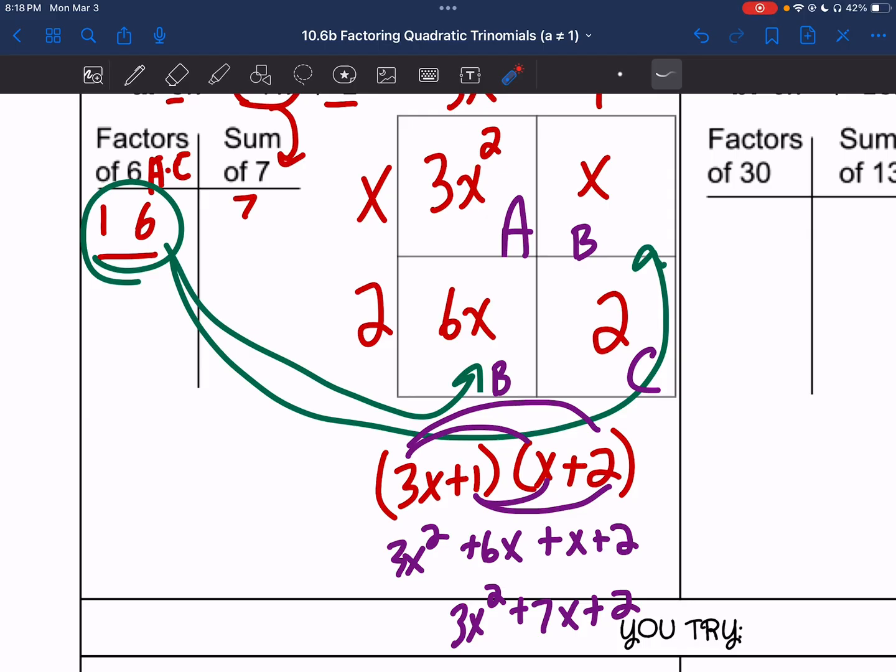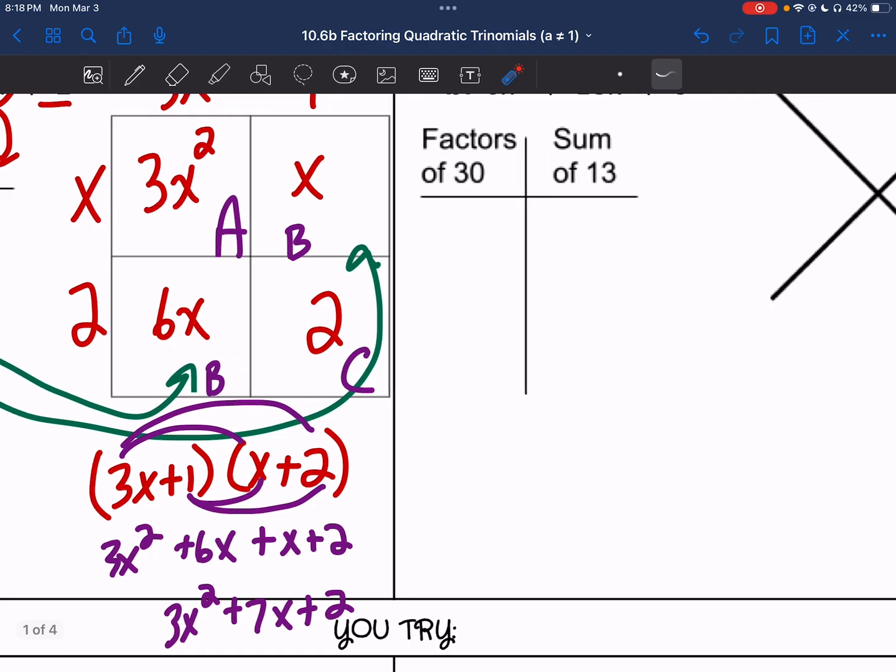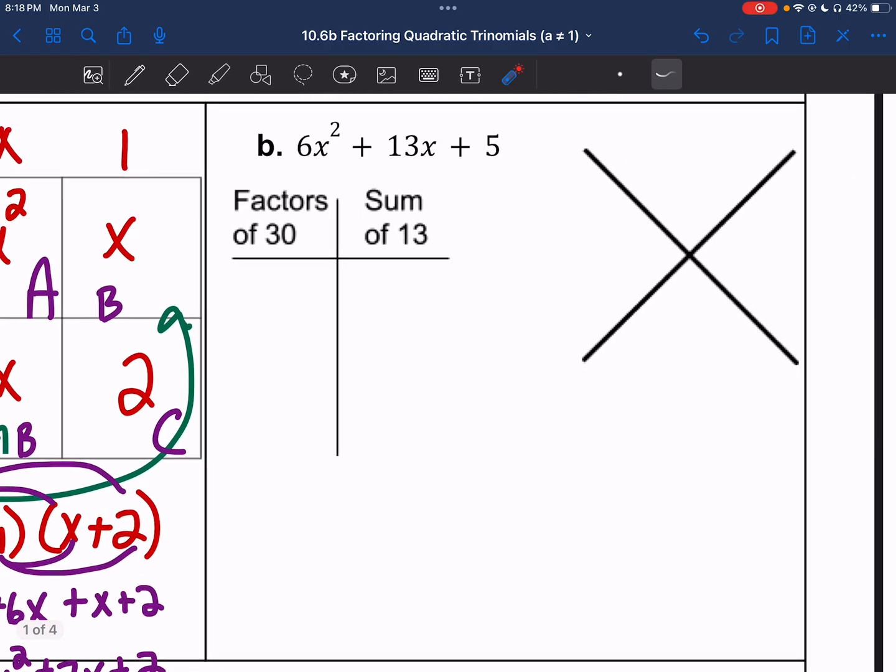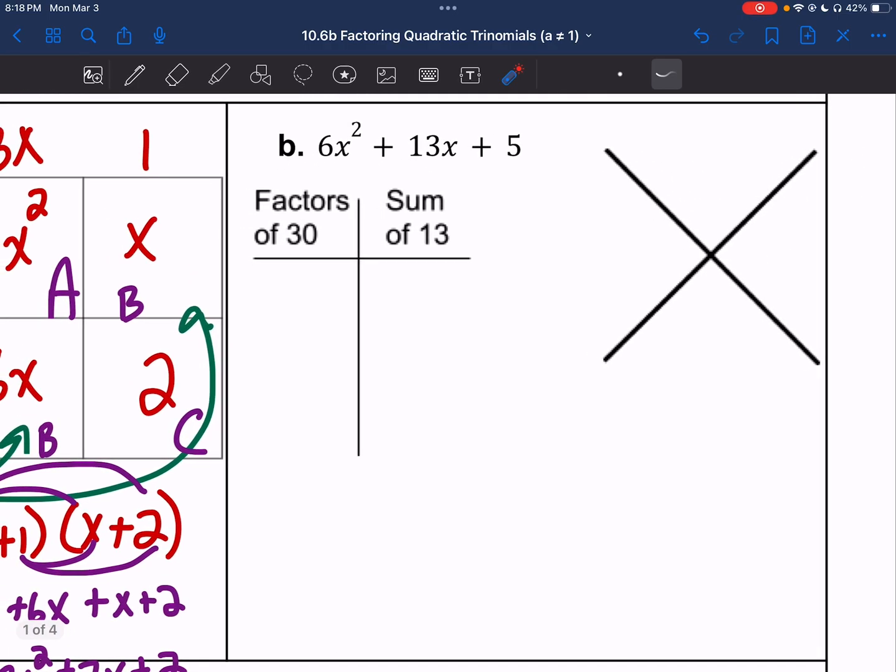All right, now we're going to look at a second method. This method is the cross method. It's going to use two different skills. The first thing is we need to figure out what our factors are and what we fill into this box. So the first thing we do is we put our AC value in the top there. And so 6 times 5 is 30, right?